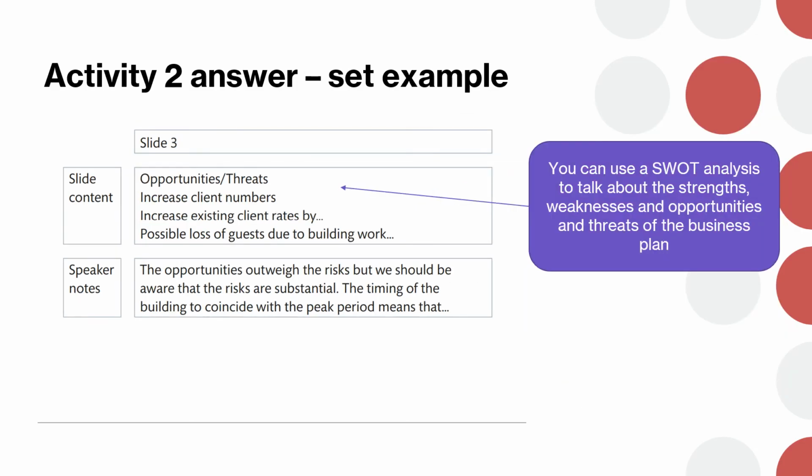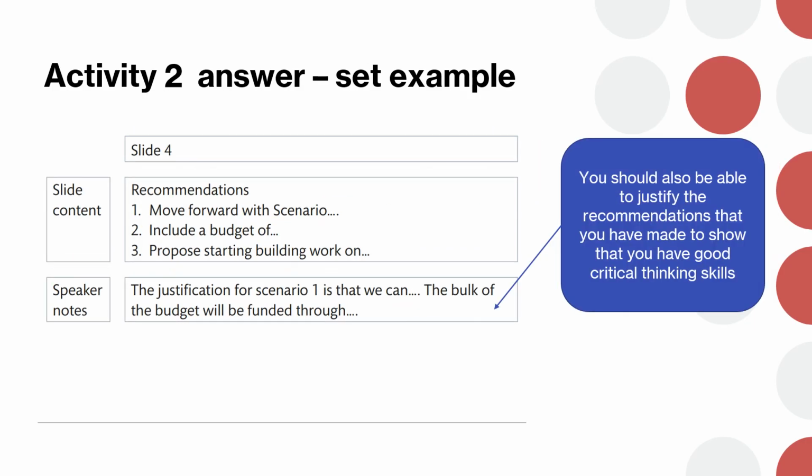And you can use a SWOT analysis to talk about the strengths, the weaknesses, opportunities, and threats of the business plan that you have provided them with. And in the last slide, you need to be able to justify the recommendations that you have made to show that you have good critical thinking skills. So justify what decision you've made, why you've made that, and maybe why the others weren't chosen.